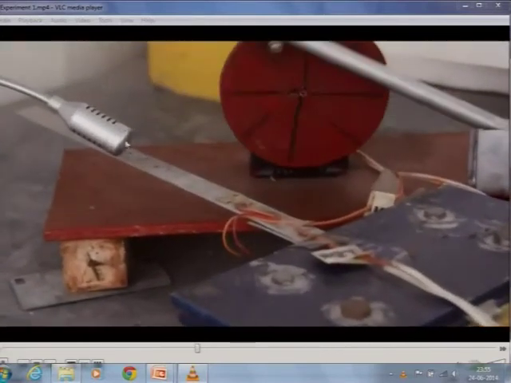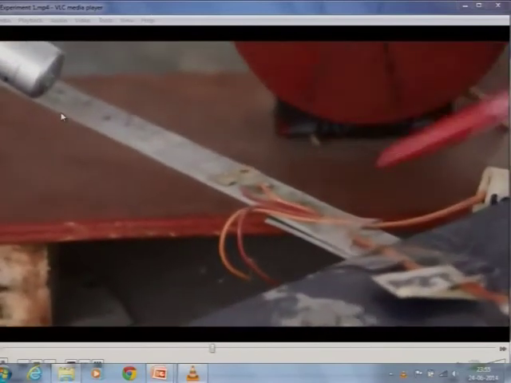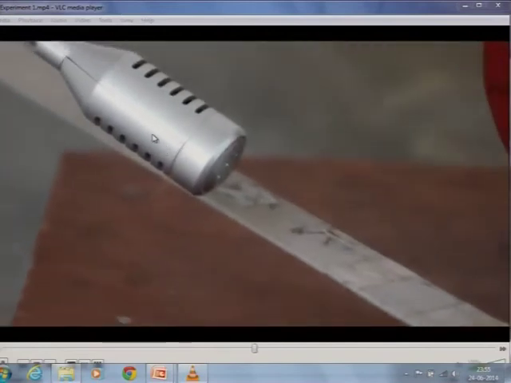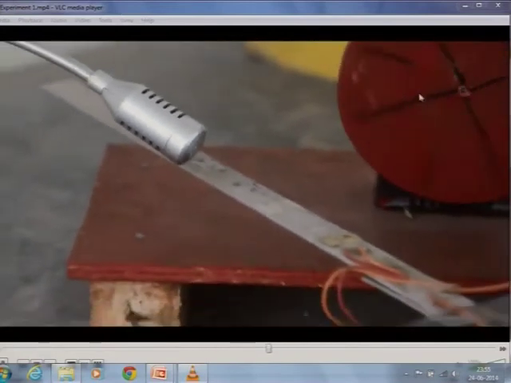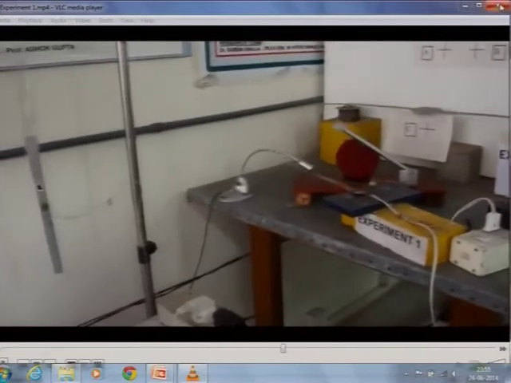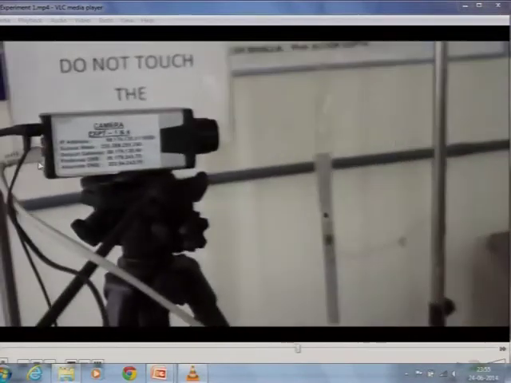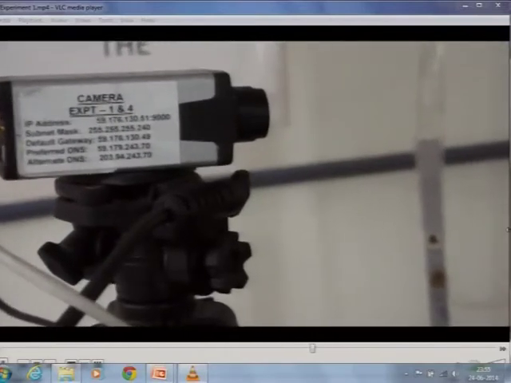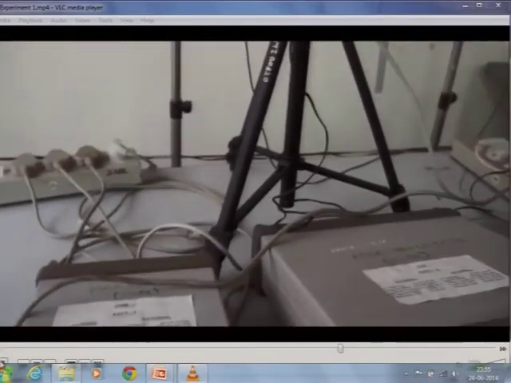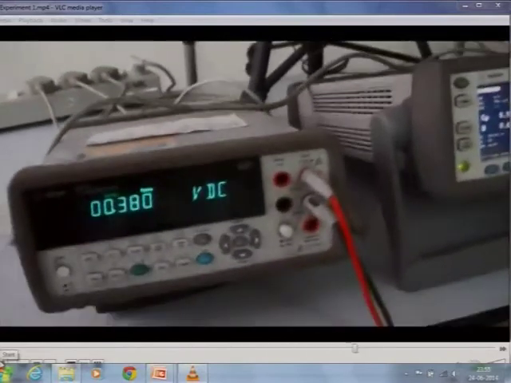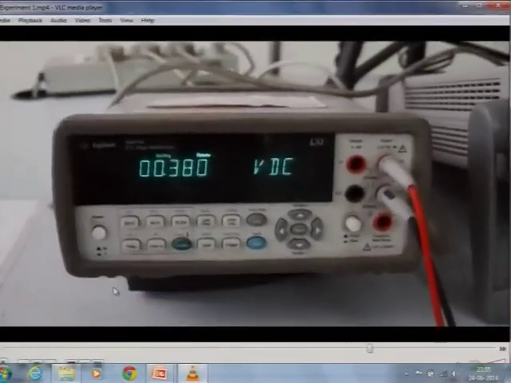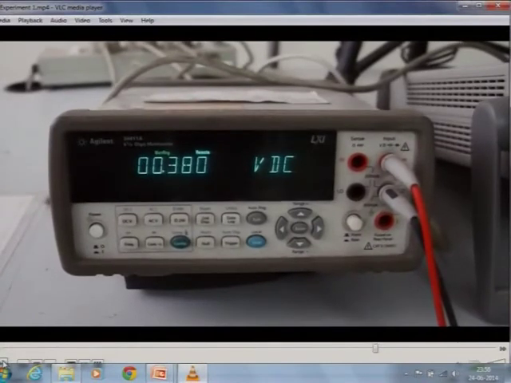This is the mic which is used to create the audio effects. When we perform this experiment, we will come to know the voice being generated by this hammer hitting. And this is the camera which enables you to see the whole setup for experiment 1 and 4. The readings are captured using this digital multimeter, DMM.